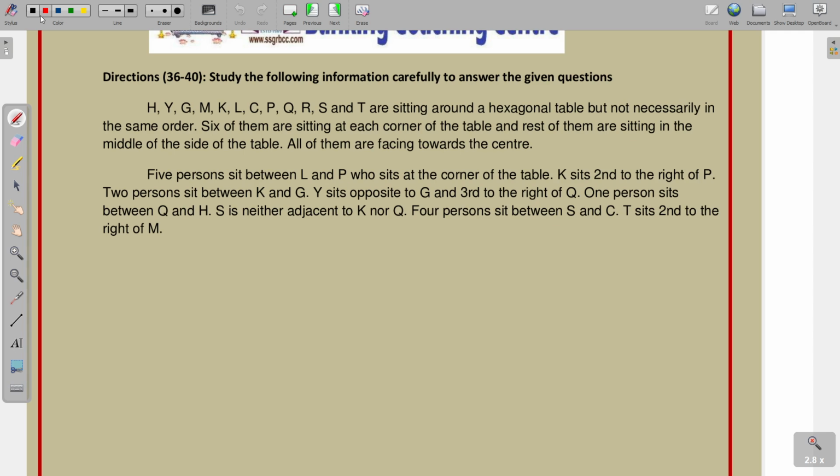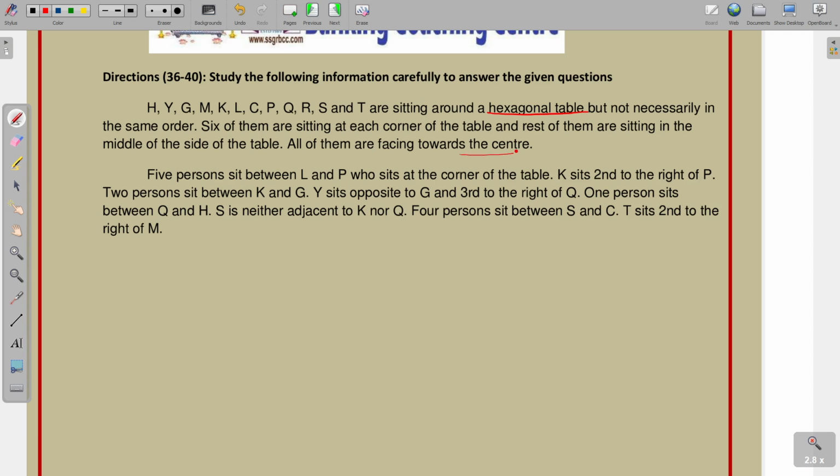Study the following information carefully and answer the questions given below. H, Y, G, M, K, L, C, P, Q, R, S and T are sitting around a hexagonal table, but not necessarily in the same order. 6 of them are sitting at each corner of the table and the rest are sitting in the middle of each side of the table, all of them facing towards the center.